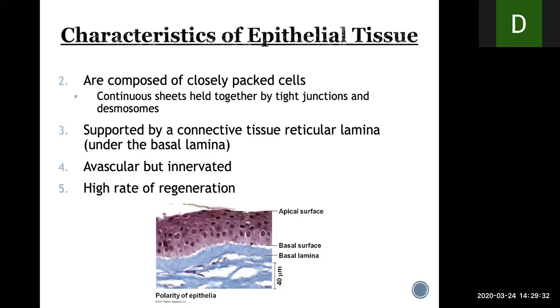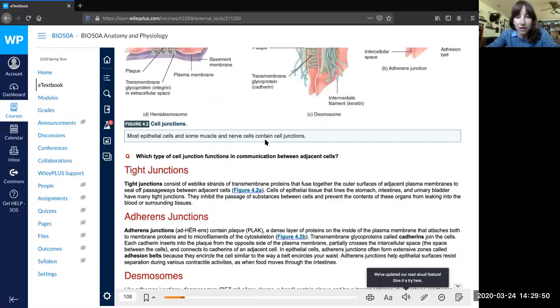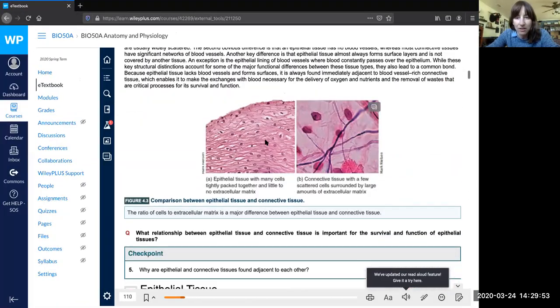Professor, I have a quick question. Sure. I just want to confirm that epithelial tissue doesn't have any free-flowing cells per se. Everything's tightly packed and the cells are immobile, correct? Yeah, exactly. Check out this picture in your text. Check out this example of epithelial tissue next to this example of connective tissue. In the connective tissue, these are the cells, and they're floating around in an extracellular matrix.